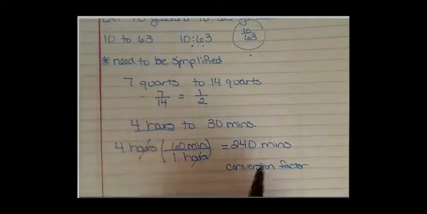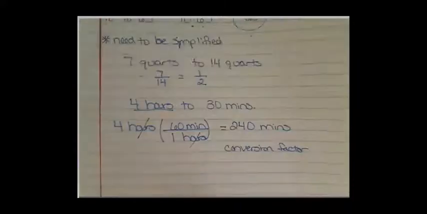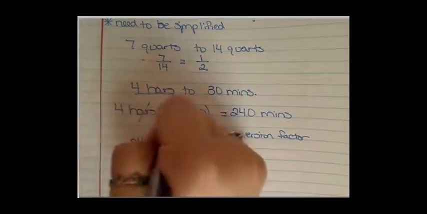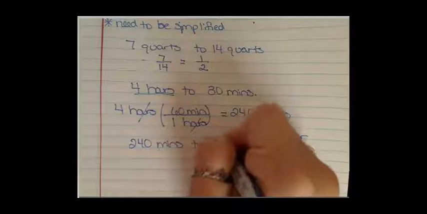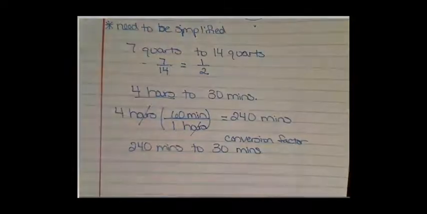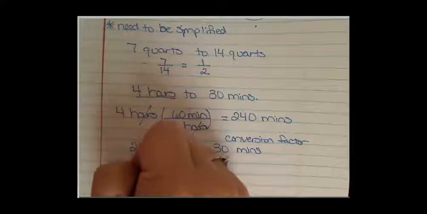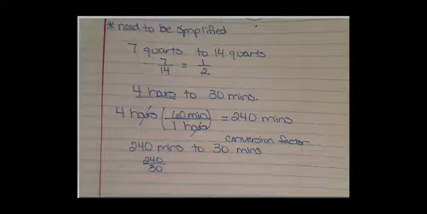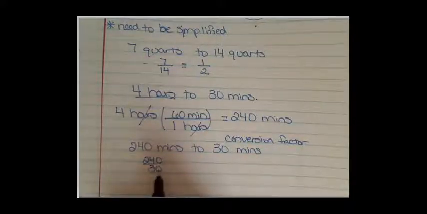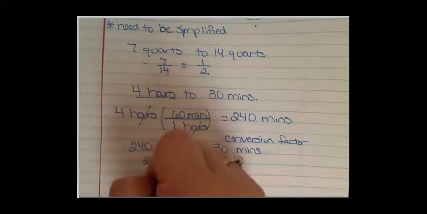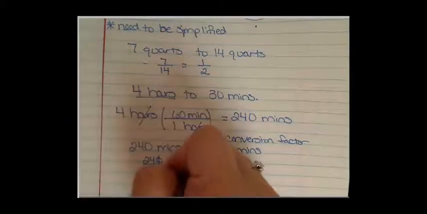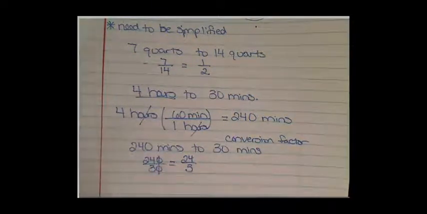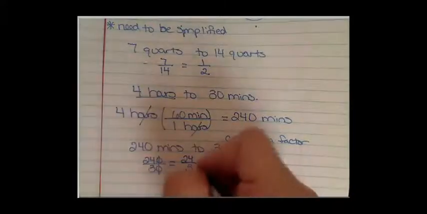So now we have 240 minutes to 30 minutes. That means we'd have 240 over 30. Is that simplified? No. Instantly you should notice that they both end in 0, so we can divide both by 10. Or excuse me, don't divide by 0, you can't do that. Divide by 10, and that'll leave us with 24 over 3. Does 3 go into 24? Yes, it does. It goes in 8 times, so you're going to have 8 over 1.